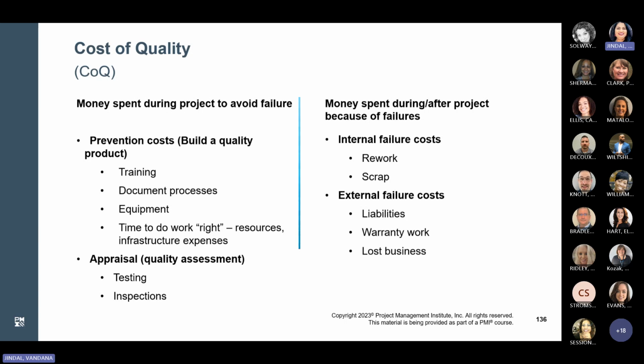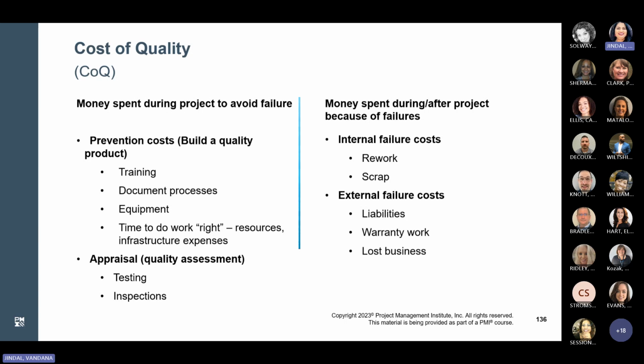Internal failure costs are the costs associated with defects found before the customer received the product or the service. So your team does the rework and the scrap and all those things. External failure costs are the costs related to defects that are found by the customers. The customer received the product and after that they found those defects, and those are like repairs, warranty claims, returns, loss of reputation. So the goal of understanding COQ is to measure the investment in prevention and appraisal against the cost of failure.